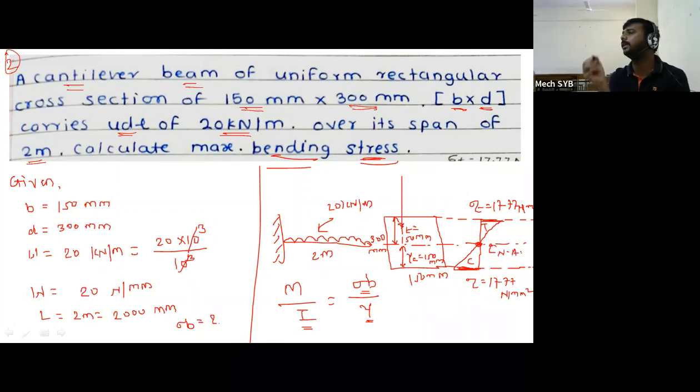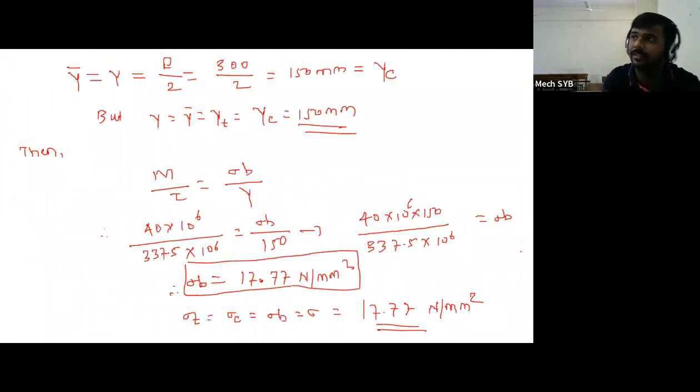And at the center point, your sigma t is also equal to 0, your sigma c is also equal to 0, means we can say that the bending stress is equal to 0 at the center point, and it is maximum at the top side of the section and the bottom side of the section. So this is the bending stress distribution diagram. So here they have asked only bending stress calculation, and we have calculated it 17.77 Newton per mm square.